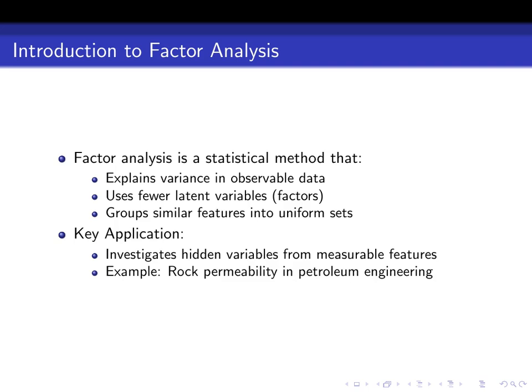Let's start with the basics of factor analysis. Factor analysis is a statistical method that helps us explain patterns in our observable data using a smaller set of hidden variables, which we call factors or latent variables. Think of it as finding the underlying structure in your data. It's particularly useful when we want to group similar features together. A great example of this is in petroleum engineering, where we can use factor analysis to study rock permeability.